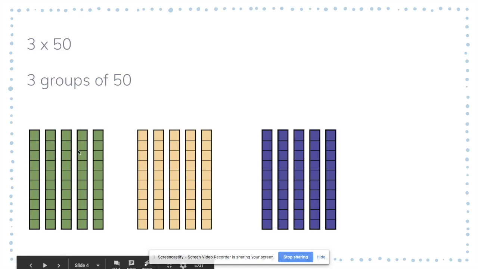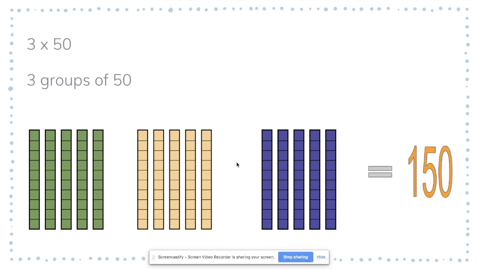So this is 10, 20, 30, 40, 50, 10, 20, 30, 40, 50, 10, 20, 30, 40, 50. If I wanted to model it like this, I could then count it by tens: 10, 20, 30, 40, 50, 60, 70, 80, 90, 100, 110, 120, 130, 140, 150. And I could see that it equals 150.